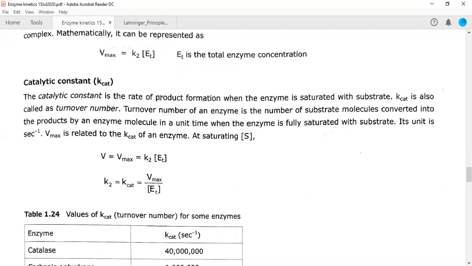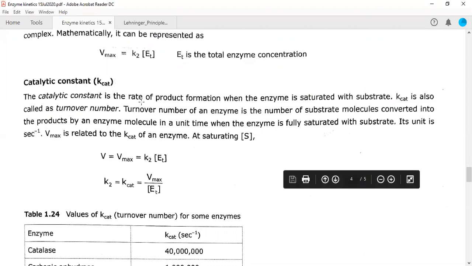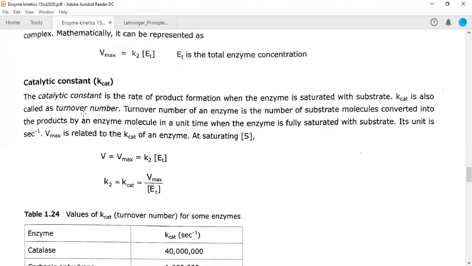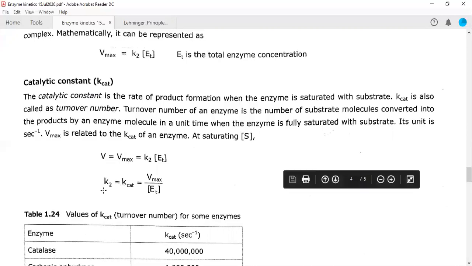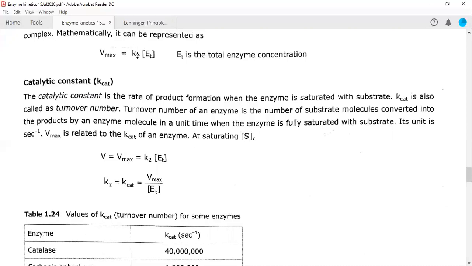So the catalytic constant is the rate of product formation in a unit time, and the unit time is generally per second. It is the rate of product formation when an enzyme is saturated with the substrate. Kcat is also called the turnover number. So this turnover number is represented by either K2 or Kcat, the catalytic constant. For ease, you need to move this ET to this side so that you can get K2. Turnover number of an enzyme is the number of substrate molecules converted into the product by the enzyme molecule in a unit time, which is generally per second. So the unit will remain per second.